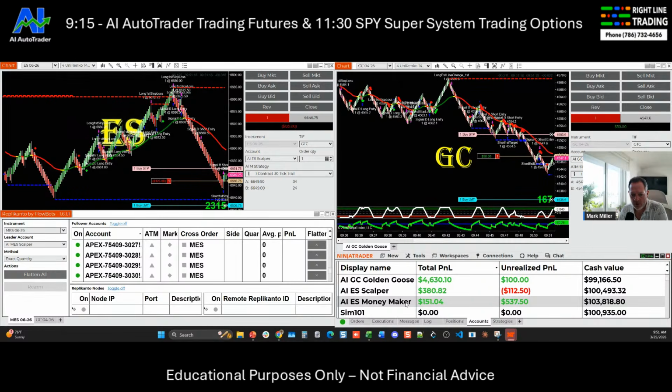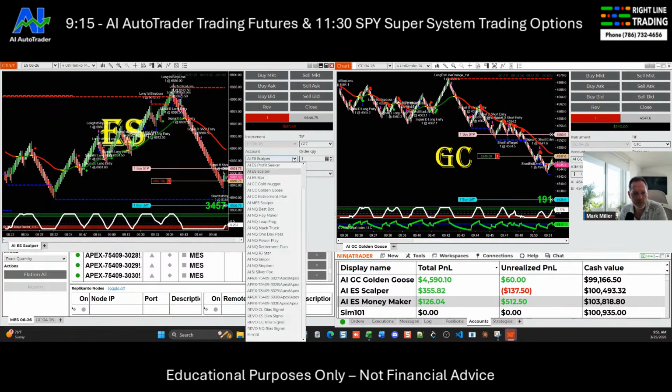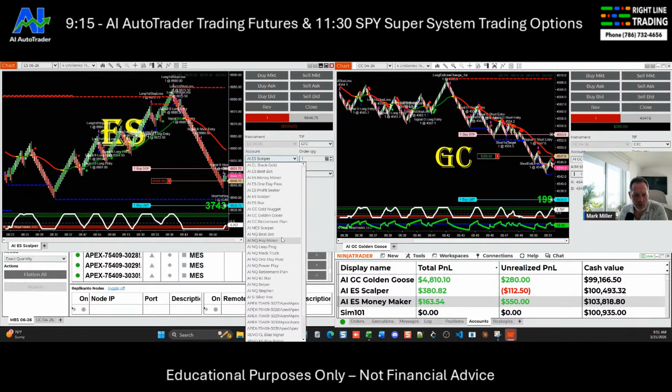The ES Moneymaker's been my most consistent strategy. A lot of people call and ask us which one's the most consistent lately, and this one has been my most consistent right here, the ES Moneymaker. I've got 3 computers, and it's number one on 2 of them.